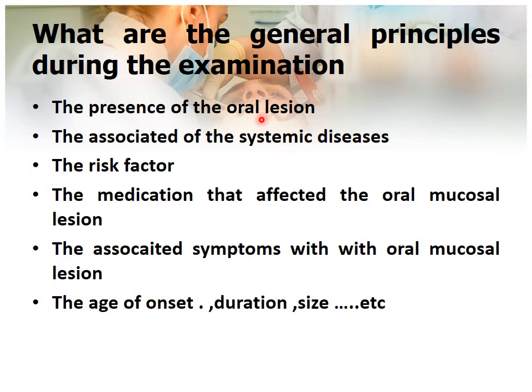Again, we have to investigate the risk factors which are going to be associated with the oral mucosal lesion. The most important risk factors that we have to deal with are the family history, or sometimes the patient may have smoking or alcohol intake, or take any types of drugs or any medication that is going to affect the oral mucosa. Again, if there is any associated symptom with the oral mucosal lesion, further investigation, the age of onset, the duration, the size of the oral mucosal lesion.